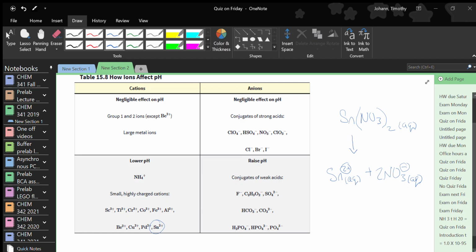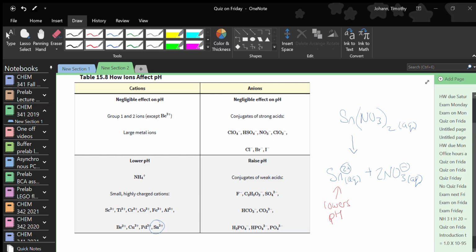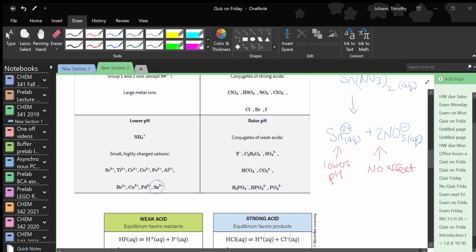All right, so now I go to my table. What is tin going to do when it dissolves in water? Lowers pH. Okay, lowers pH. What does nitrate, according to the table, do? Does it raise pH? What does it say here? No effect. Okay. So if one lowers pH and the other one has no effect, what happens? pH lowers.